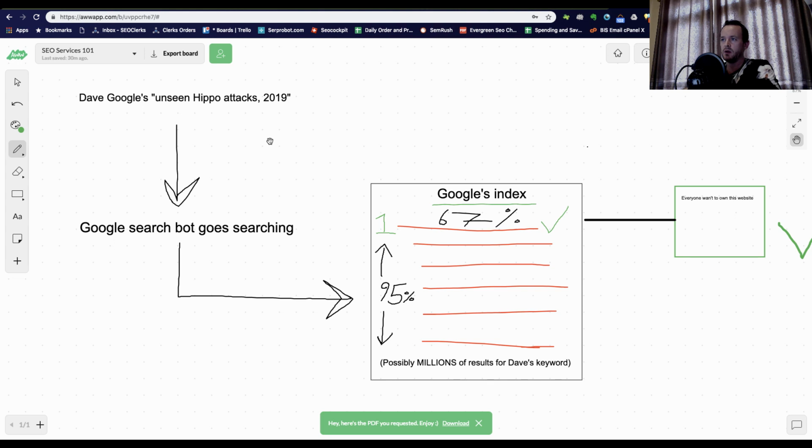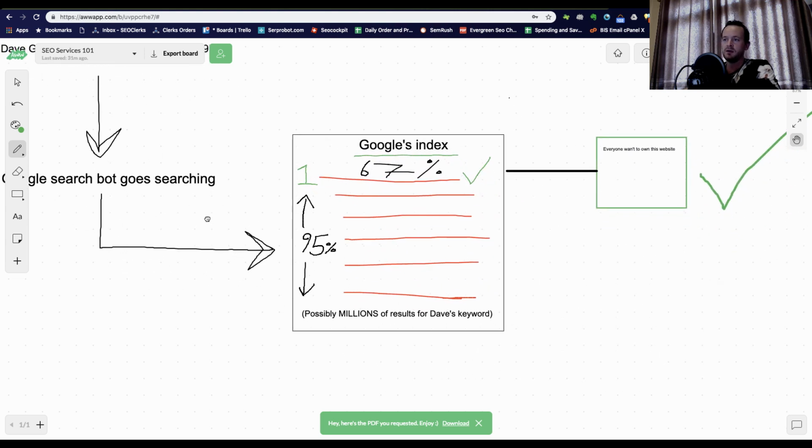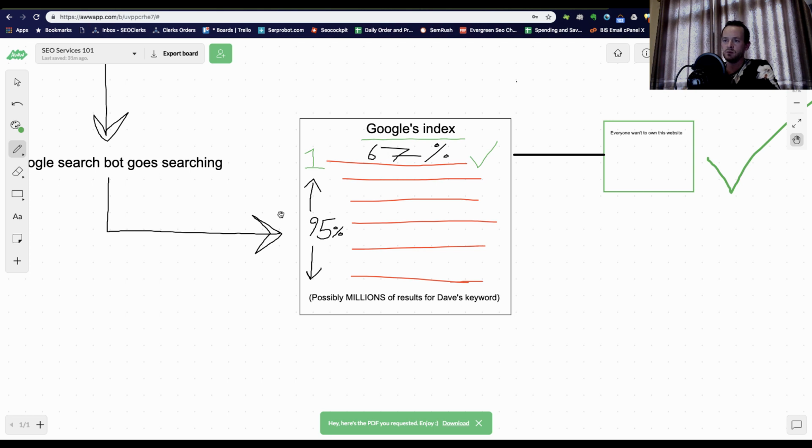Right, so here we are on my amazing graphic. We're going to start over this side here. Now, if you imagine somebody called Dave, he's just Googled unseen hippo attacks 2019. When he types that into Google, the Google search bot, which is part of the automated algorithm, goes out there and starts searching automatically. And then Google's index in rapid time will basically fire up the websites that it decides are most relevant to be displayed to you on Google's first page.